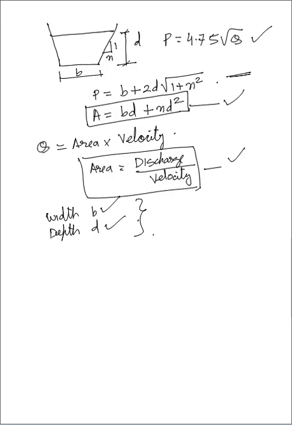Now next is bed slope. Bed slope is f raised to 5 by 3 upon 3340 Q raised to 1 by 6. We know what f is. f is the silt factor, Q is the discharge. So bed slope we can get from this formula.